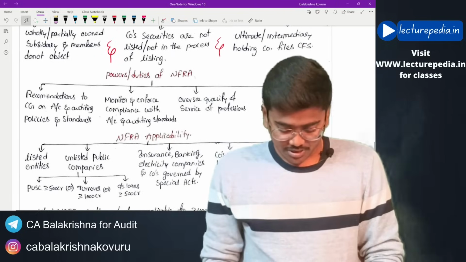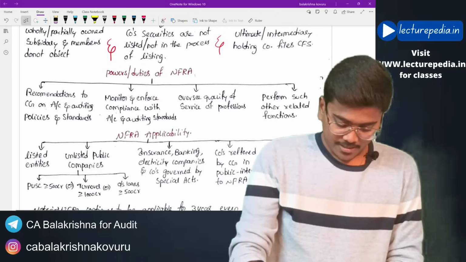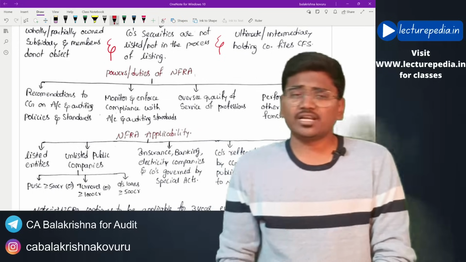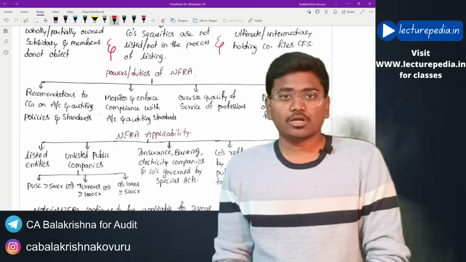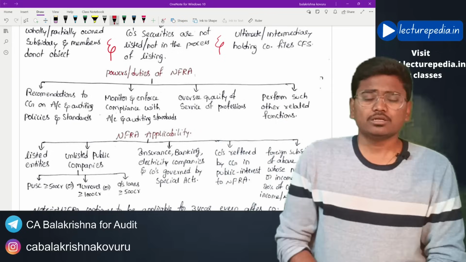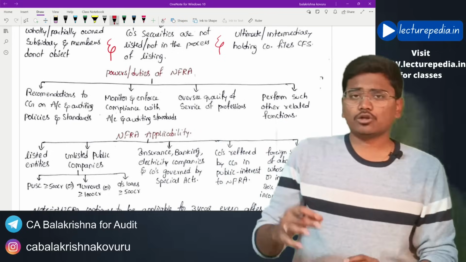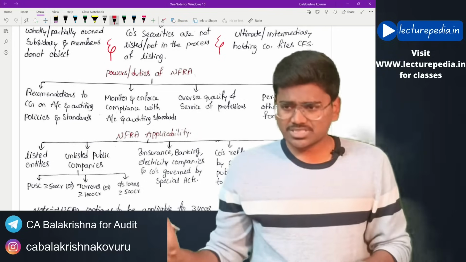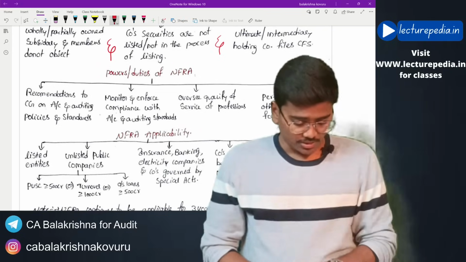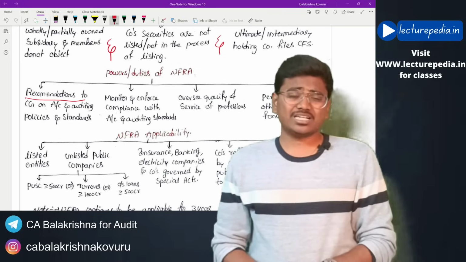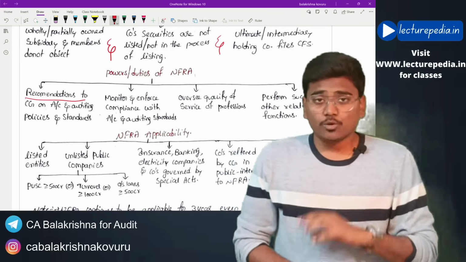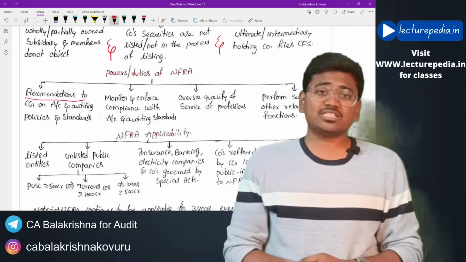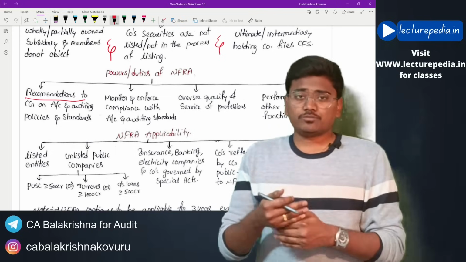Next, coming to NFRA, the National Financial Reporting Authority. Basically, this NFRA has been formulated to give certain suggestions to the central government regarding accounting standards, auditing standards, and also to oversee the profession of chartered accountancy. So, what are the powers and duties of this National Financial Reporting Authority? First one, it will give recommendations to the central government on accounting and auditing standards. While the central government wants to bring any new accounting standards or auditing standards, or wants to make any changes to the existing ones, then it will take recommendations of NFRA.